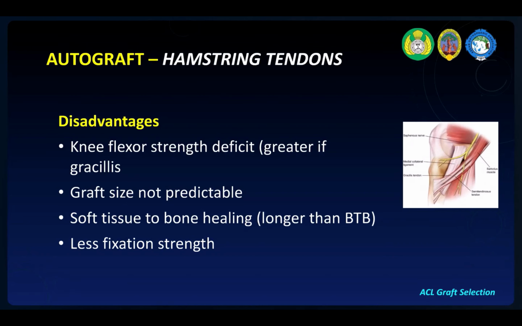The disadvantages are knee flexor strength deficits. It is greater if gracilis is also harvested. Graft size is not predictable. It is soft tissue to bone healing, so it takes longer than BPTB and has less fixation strength.